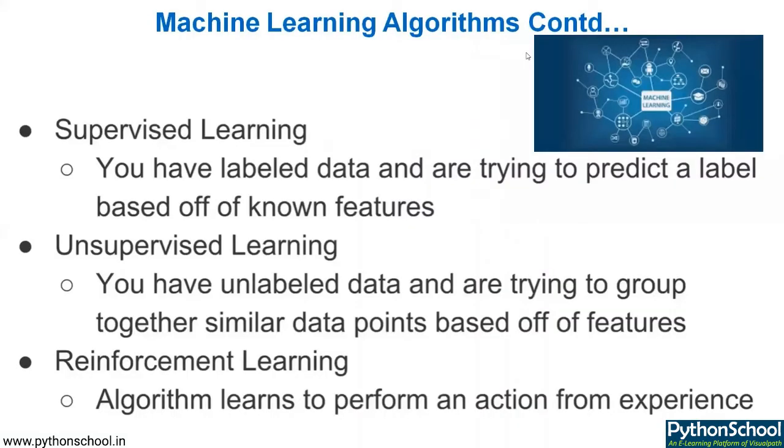In supervised learning, you have labeled data and you're trying to predict a label based off of known features. In unsupervised learning, you have unlabeled data and are trying to group together similar data points based off of features. And in reinforcement learning, the algorithm learns to perform an action from experience.